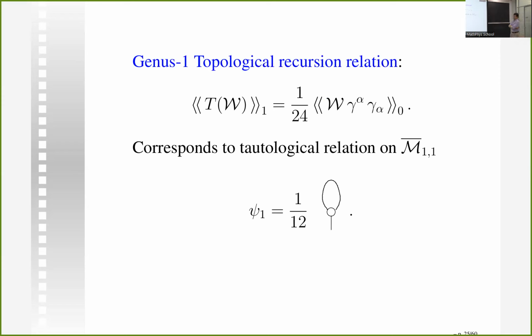Okay, then what happens for genus 1? In genus 1, there's of course also a topological recursion relation. It corresponds to this simple equation for the topological relation on M_{1,1} bar. So on M_{1,1} bar, the psi class is equal to 1/12 of the unique boundary class. Okay, if you translate this to a universal equation, it just means that T applied to any W, when you insert it into the genus 1 function, is equal to 1/24 of the three-point genus 0 function. Okay.